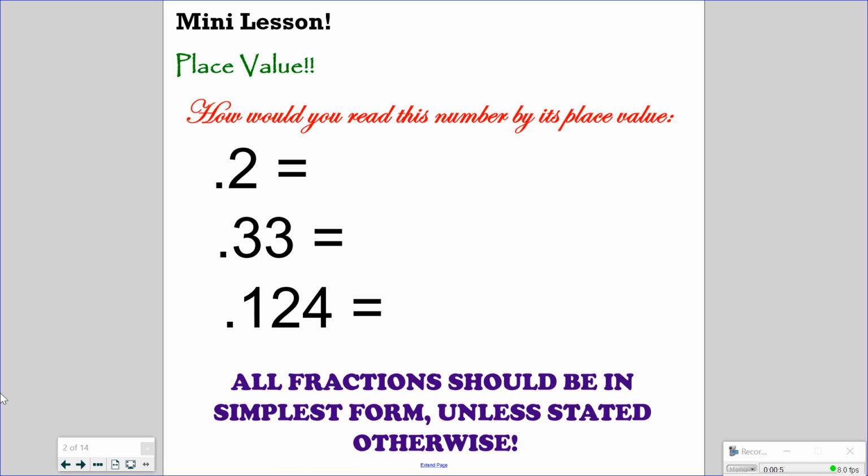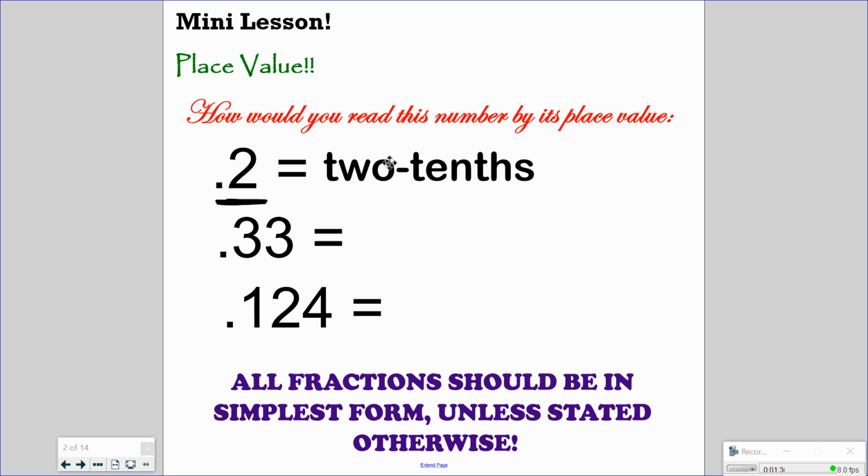So we have 0.2. That's one way we can read it, but there's one correct way to read it based on its place value. If we look at the 2 here, it is in the tenths place. It is one place value to the right of the decimal, and that is our tenths place. So that means we have 2 tenths. Go ahead and write this down: 0.2 is read as 2 tenths.